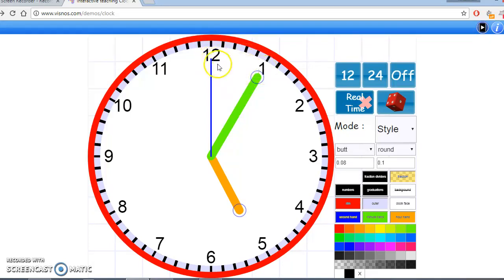So I've got 1 5. I know that's 5. And my short hand is pointing to the 5. So that means it's 5 minutes past 5 o'clock.